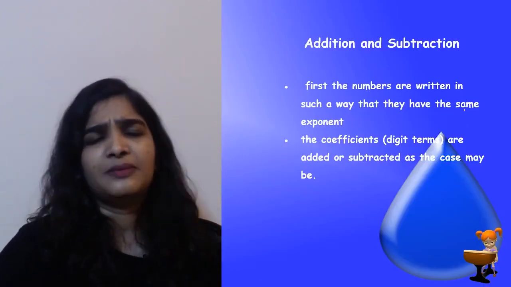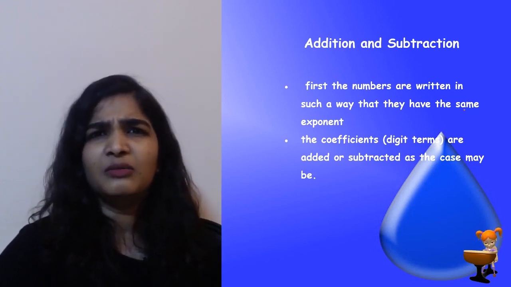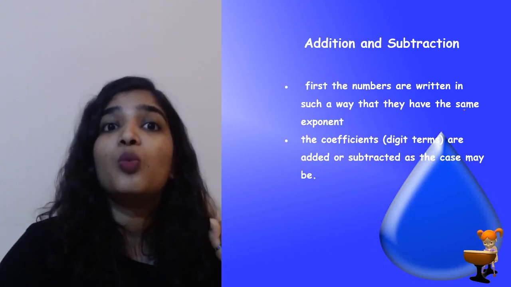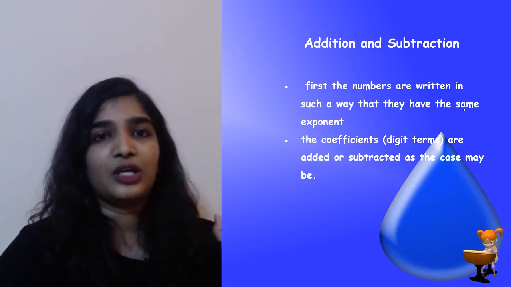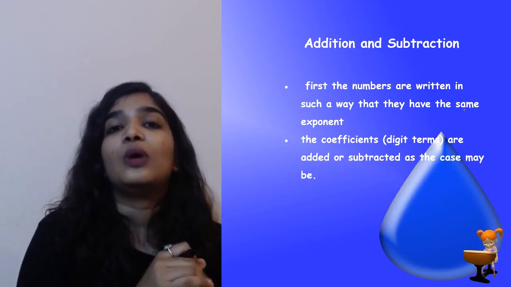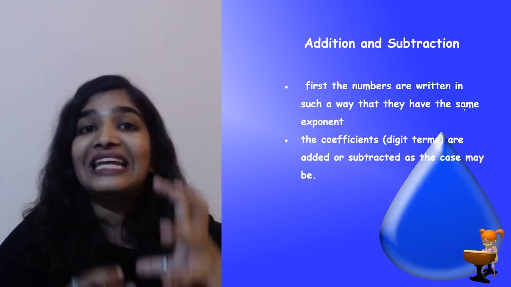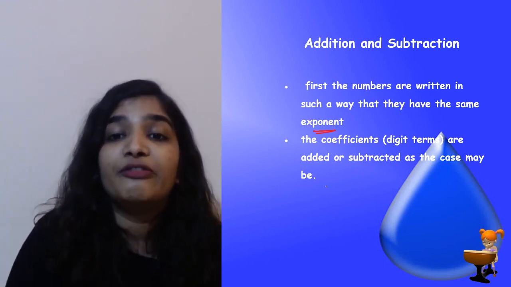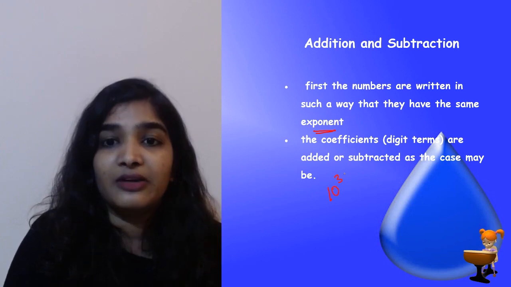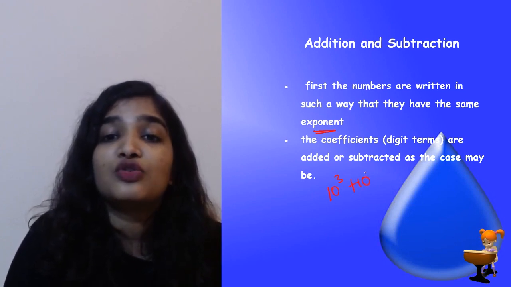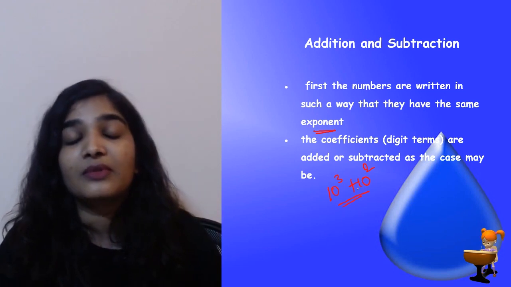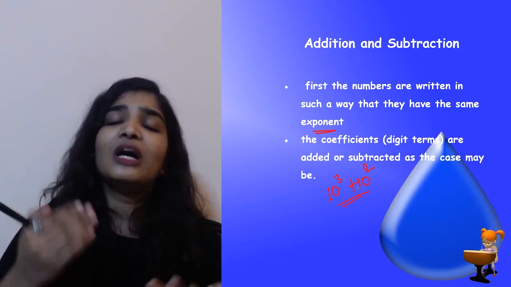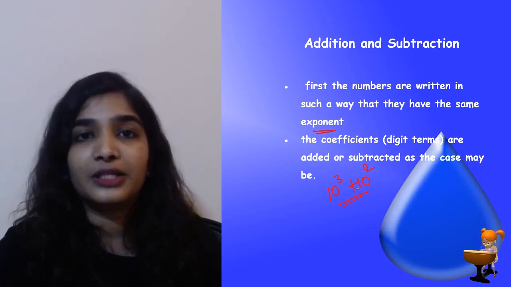What about addition and subtraction? In multiplication you add the exponents; in division you subtract the exponents. But what to do in case of addition and subtraction? First thing you have to do is rearrange the numbers so that they have the same exponent. If it is 10 raised to plus 3 plus 10 raised to 2, you cannot add it. The exponents have to be the same. Then the coefficients, whatever digit terms you have, can be added or subtracted.